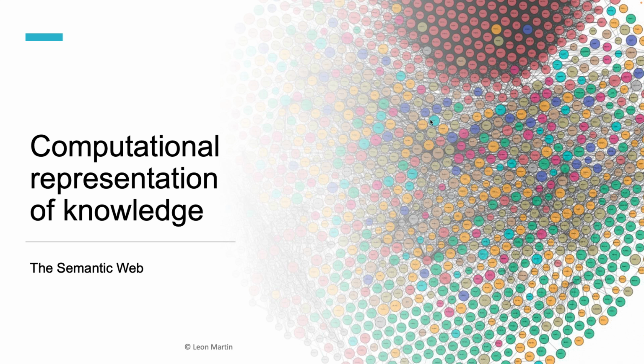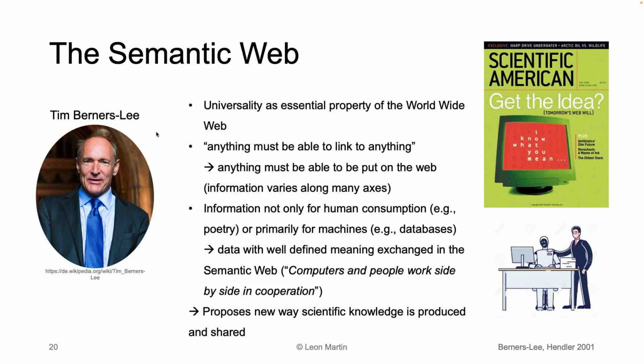And this was initially proposed by one of the founders of the World Wide Web, of the internet, Tim Berners-Lee, in a Scientific American article in 2001, which states that it is essential to redefine the internet, like the World Wide Web 3.0, that there is a universality, which is an essential property of the World Wide Web.